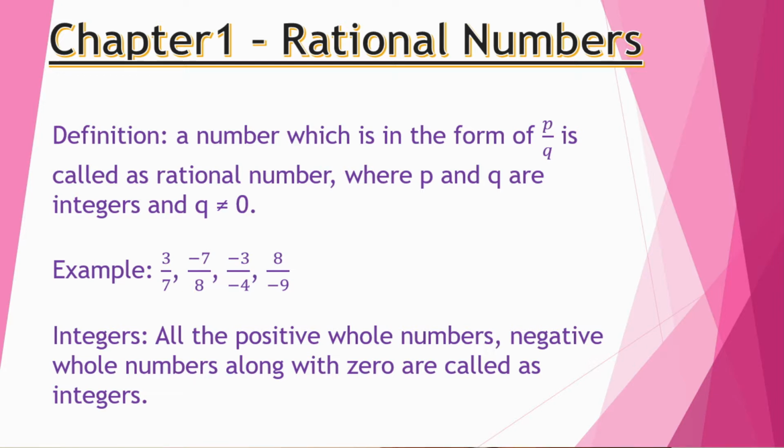Now you can see that all these examples are in the form of p by q, and the values of p and q are integer values. Like you can see 3, minus 7, minus 3, 8 in the numerator are all integer values. Now check the denominator, 7, 8, minus 4, minus 9, these are also integer values. Now what do you mean by integers? All the positive whole numbers, negative whole numbers along with 0 are called integers. Okay, so this is the definition of rational numbers.